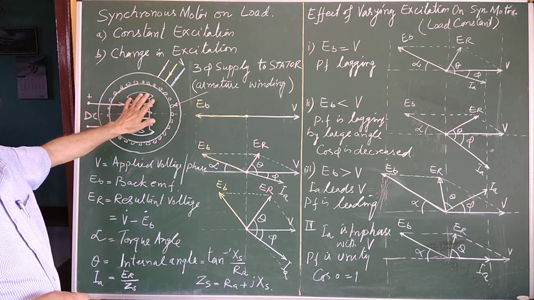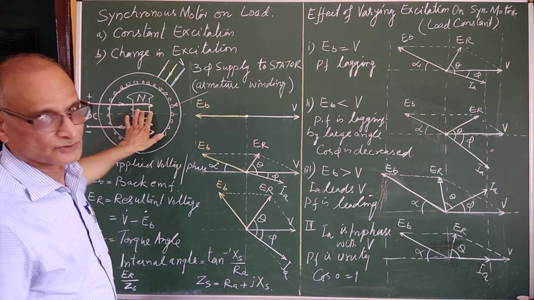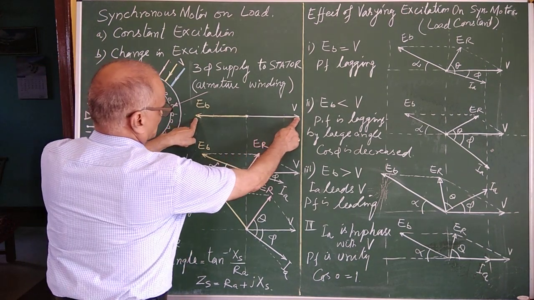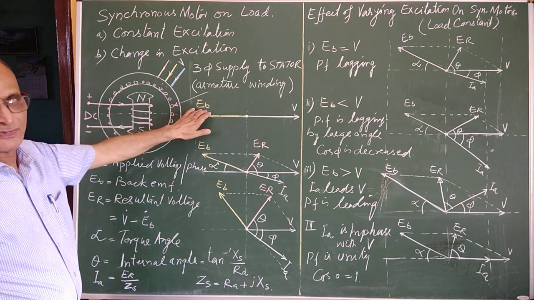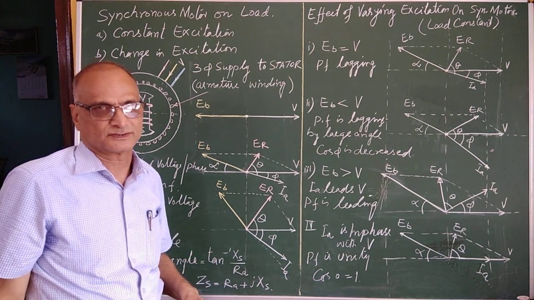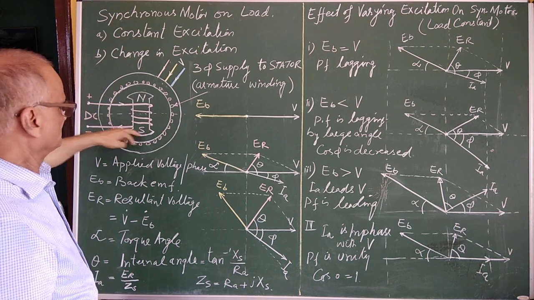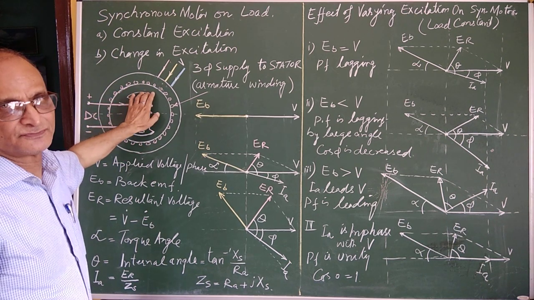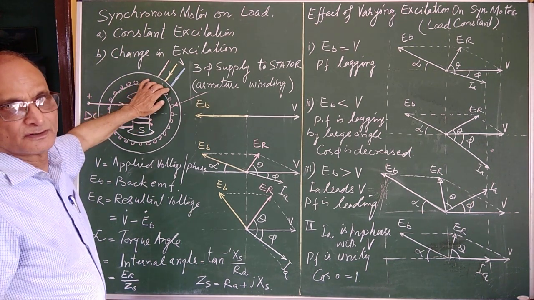When motor is running and it is in synchronism with the supply and there is no load on the motor, without load, so this is the condition of the motor when there is no load. So there is back EMF EB. This back EMF is just like a DC motor. When rotor rotates, armature conductors cut the flux of the main poles and EMF is induced in the armature winding.